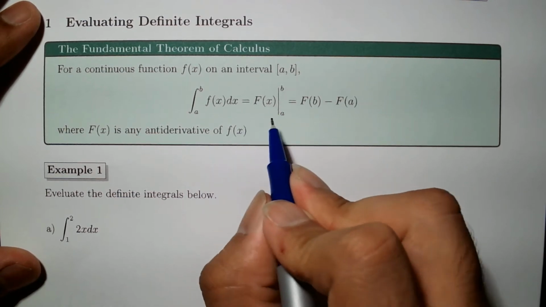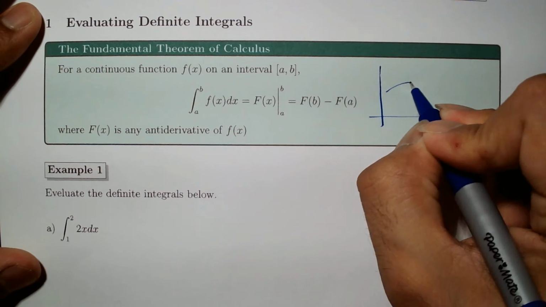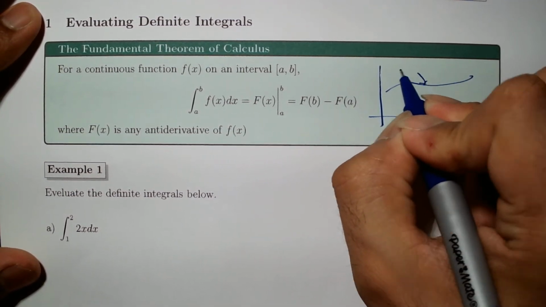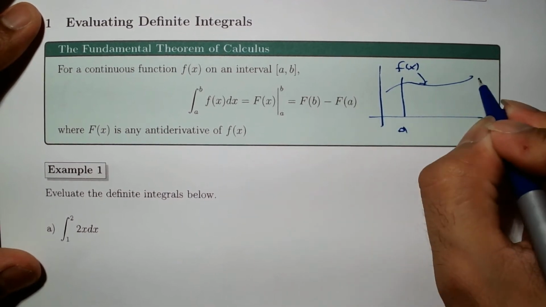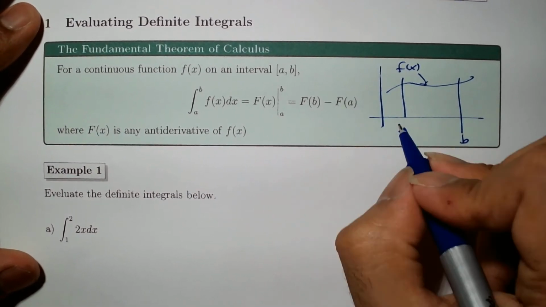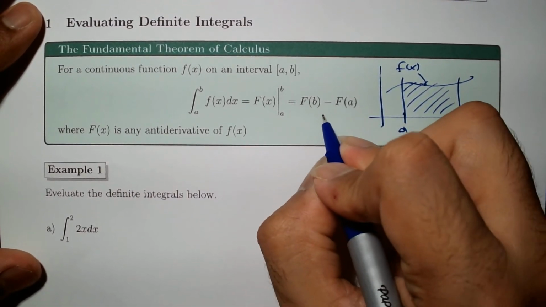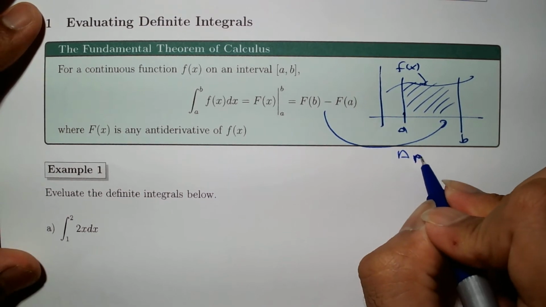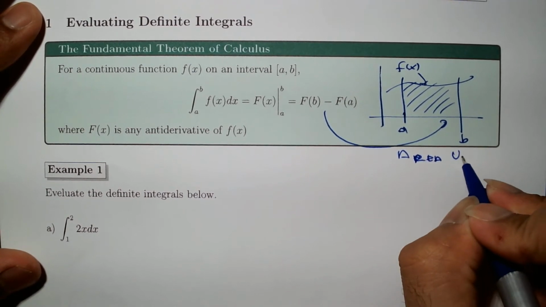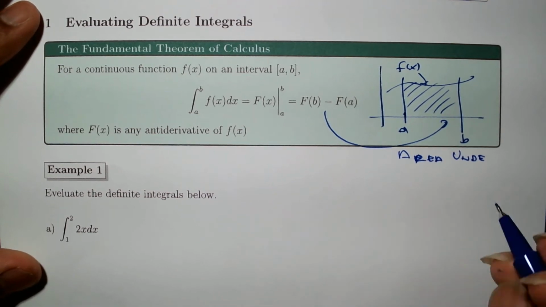When we evaluate an integral like this, all we're doing is considering this function f of x, the graph of f of x, and evaluating it from a to b. All we are doing is finding the area under the curve. That's the meaning of evaluating a definite integral.